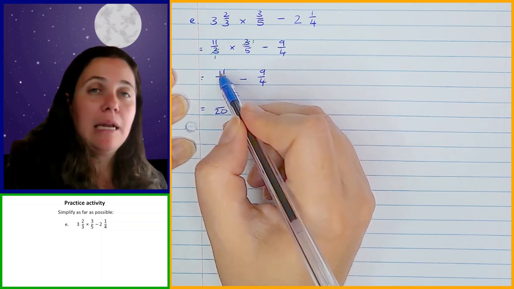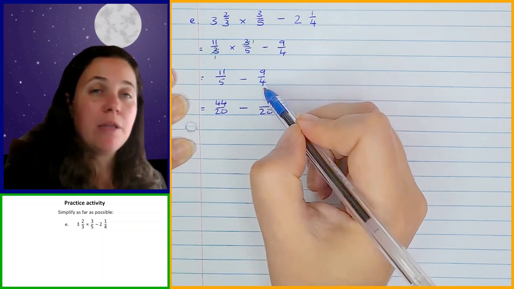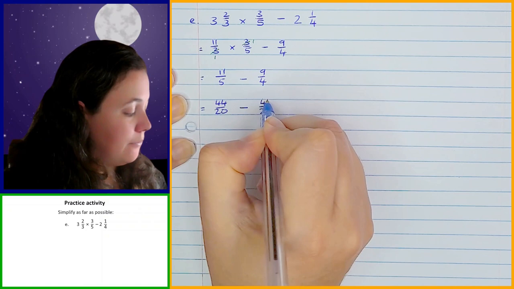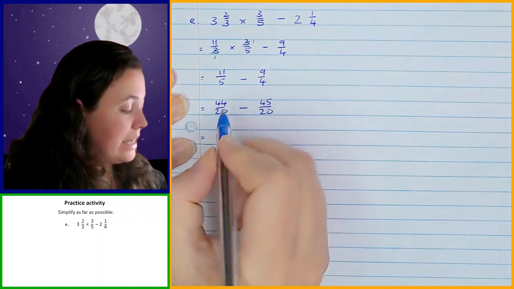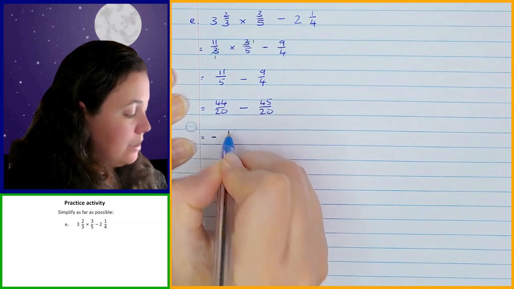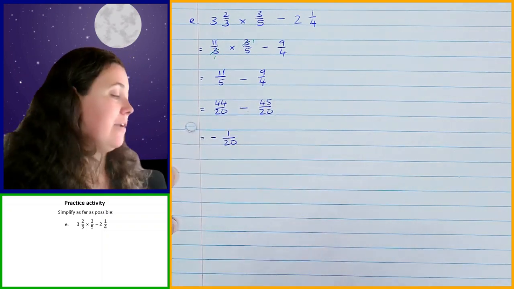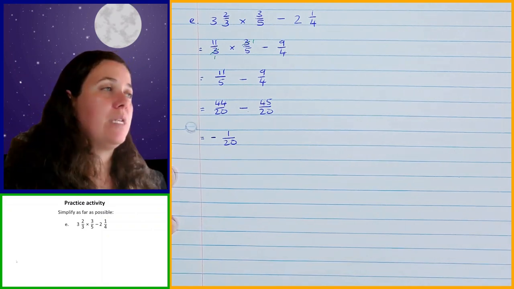That means that I multiply 11 by 4, giving me 44 over 20, minus, multiply this by 5, so I need to multiply the 9 by 5, giving me 45. So I've got 44 minus 45 over 20. That gives me negative 1 over 20, which you can't simplify any further, so that's done for that question. So for question E, you should have got negative 1 over 20.